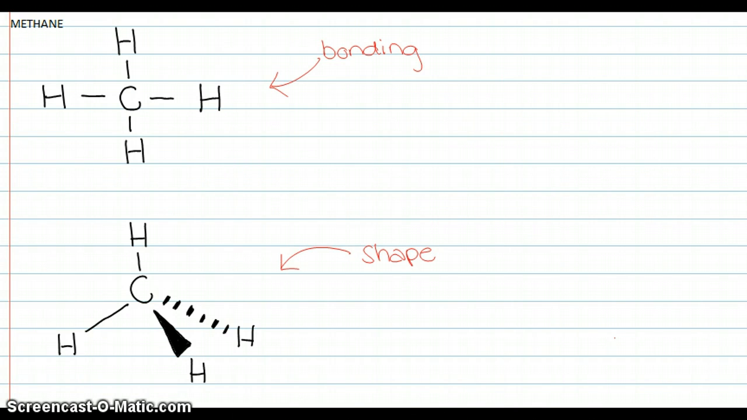Methane is made up of carbon and hydrogen. Hydrogen has 1 electron and carbon has 4 electrons, which means carbon requires 4 hydrogens to reach 8. This is like one of these.